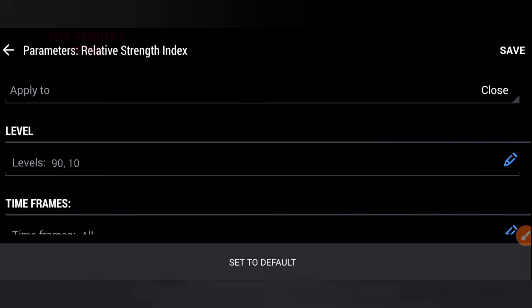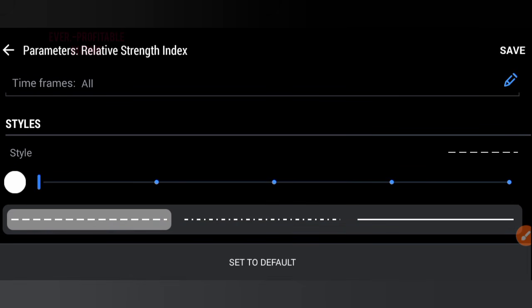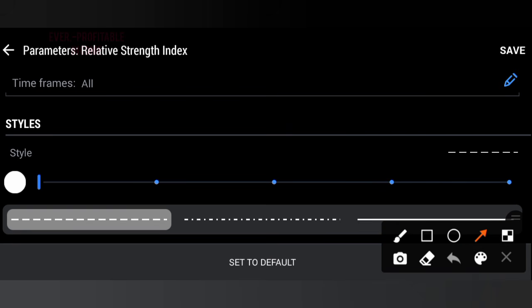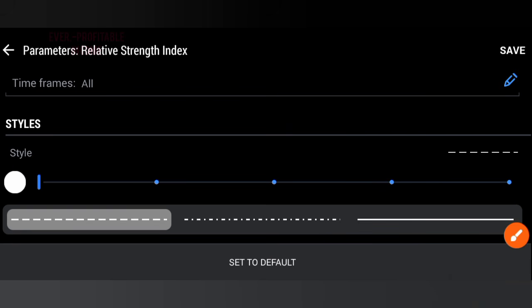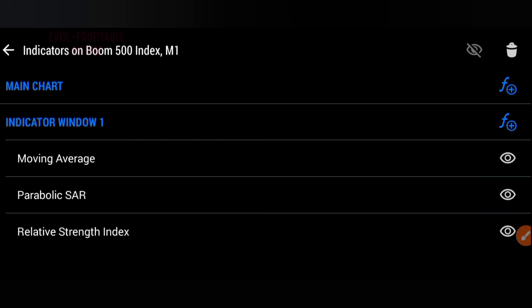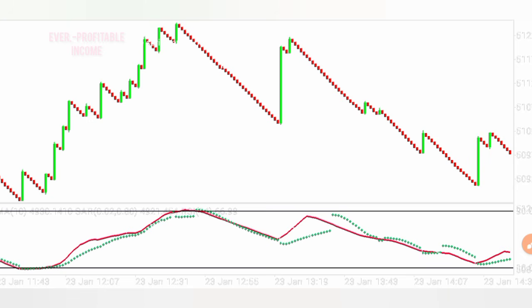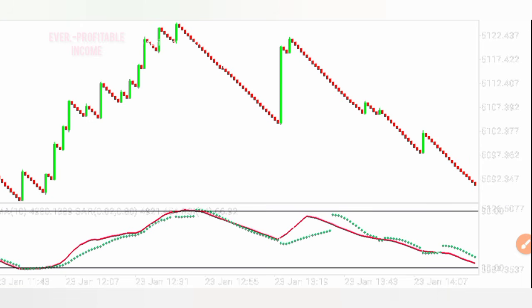Then you change the color of the level to the color you want. But right here at the star, you have to make the color the same as your background color. Okay, so thereafter you click on save. So this is the setup of the indicator. So I want you to go over to your chart and back test it.